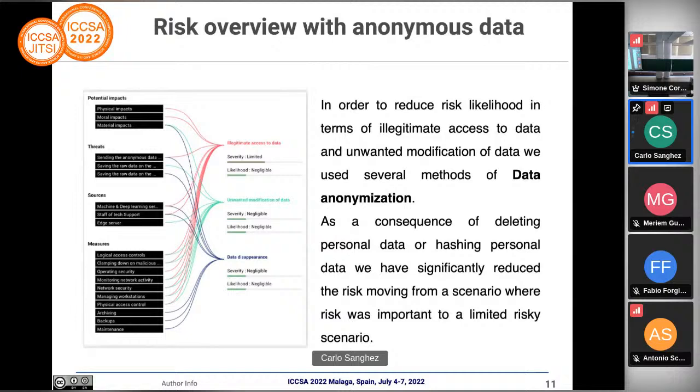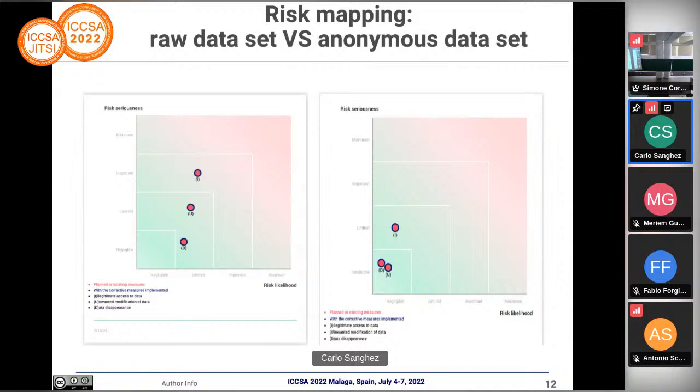In order to show a better picture, I put on this slide the risk mapping from raw dataset and risk mapping from anonymous dataset. As you can see on the right side, the situation is better. Indeed, on the left we must care about this event, illegal access to data, because the level of risk is important and the probability is limited. Now, on the right side, the level of risk is very limited because we simply deleted a lot of personal information, and the probability of the event is very, very low.